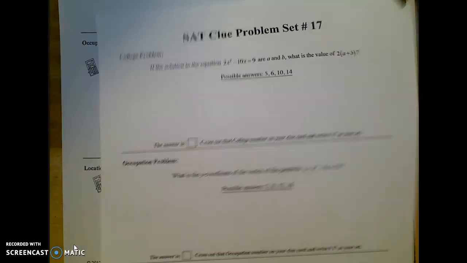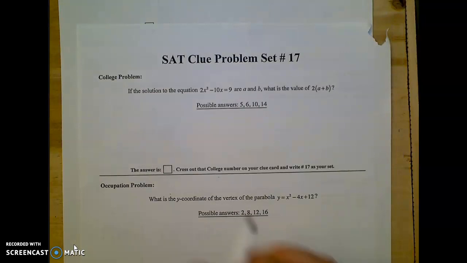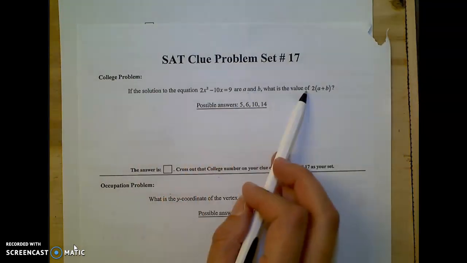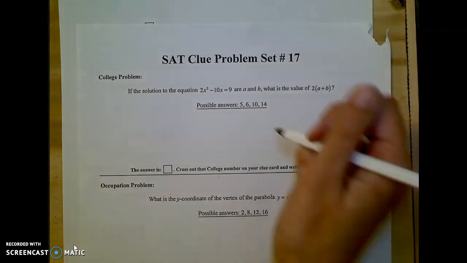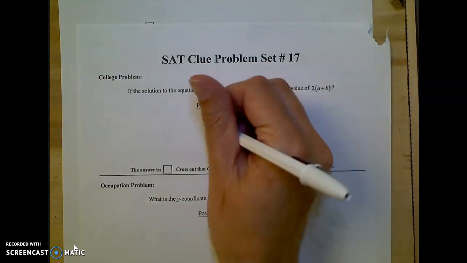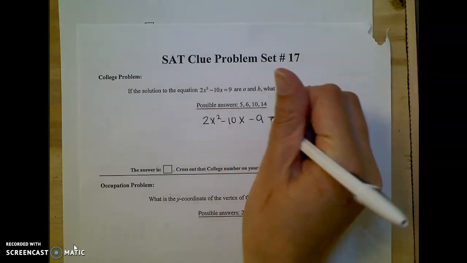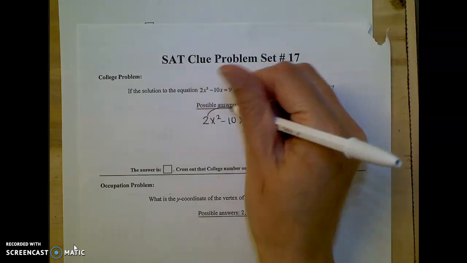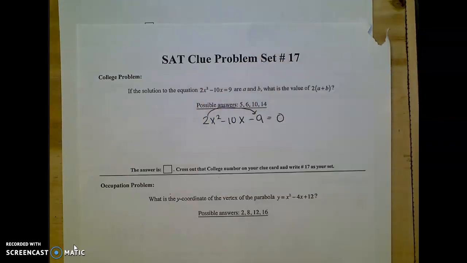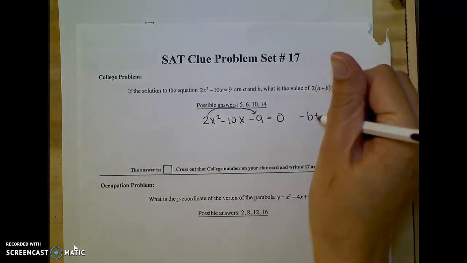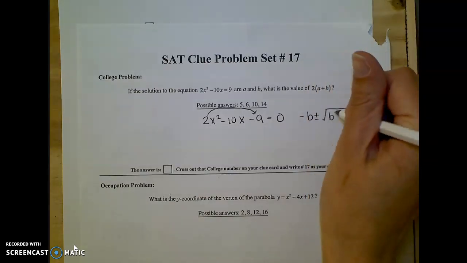Alrighty, on the back, problem set 17. If the solutions to the equation are a and b, what is the value of 2 times a plus b? So this is a quadratic, and if I am solving a quadratic, I need it to be equal to 0, so I'm going to subtract my 9. And I always try to solve a quadratic first by factoring, which I don't think this one will do, which means that I have to do the quadratic formula.